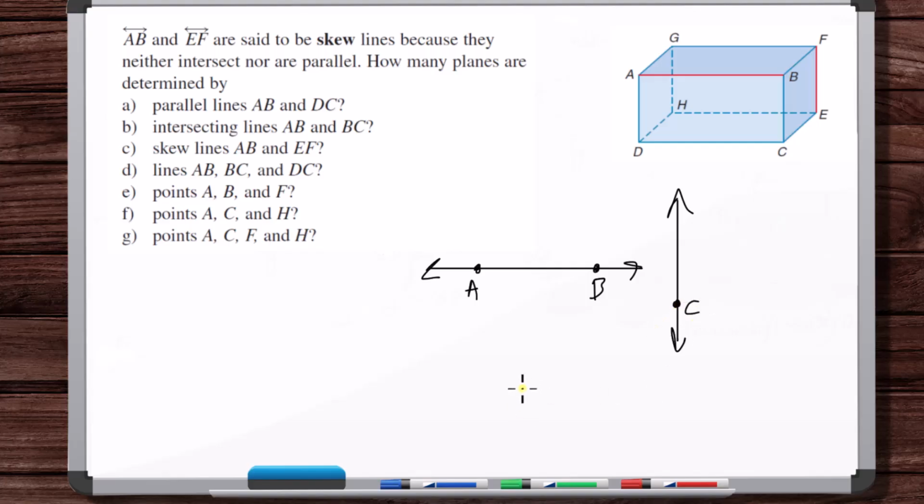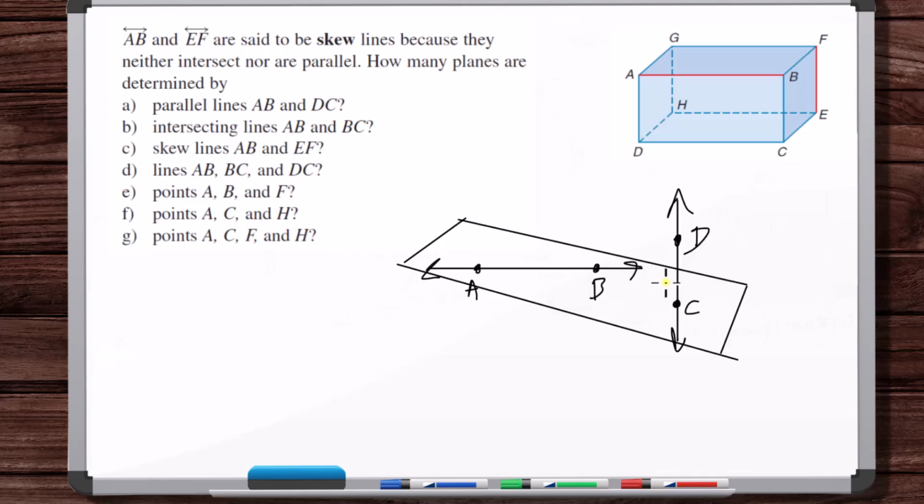Okay. So now I've got these coplanar points A, B, and C. Now if I pick a fourth point, and I want to try and make it non-coplanar with A, B, and C, can I do that? Yeah, I can. Because here's the plane, it's like an independent direction. Here's the plane of A, B, and C, but you see that D is outside of that plane.